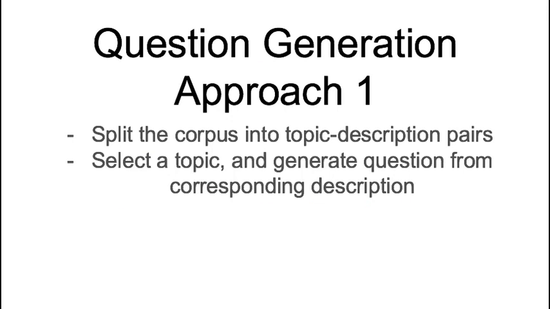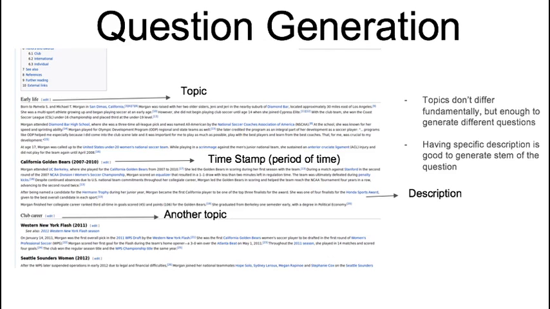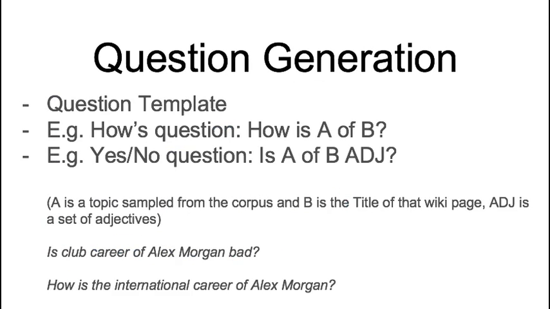For the question generation, we tried to split the corpus into topic description pairs. We then select our topic and generate questions from its description. The Wikipedia corpus consists of topics and corresponding descriptions, and we could construct pairs from it to generate more specific questions. For this process, the set of adjectives is predefined so far, but could be augmented by extracting additional adjectives or pieces of description from the source.